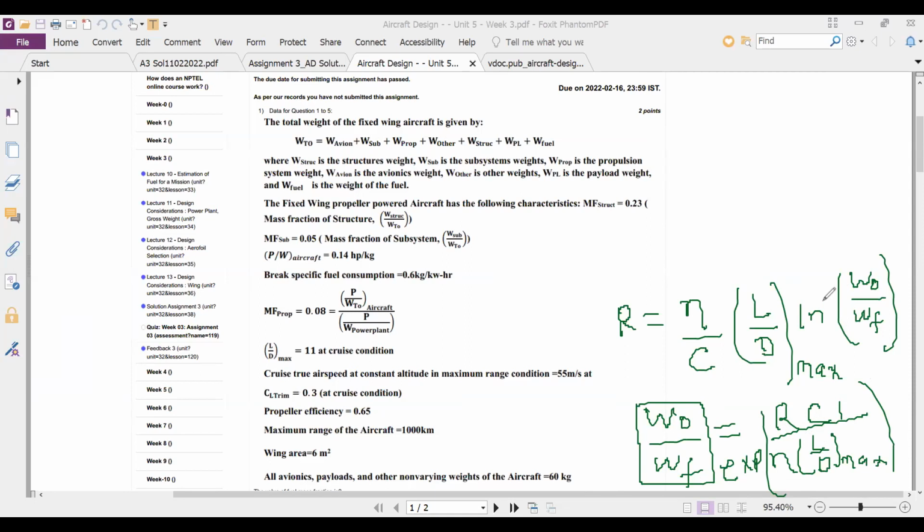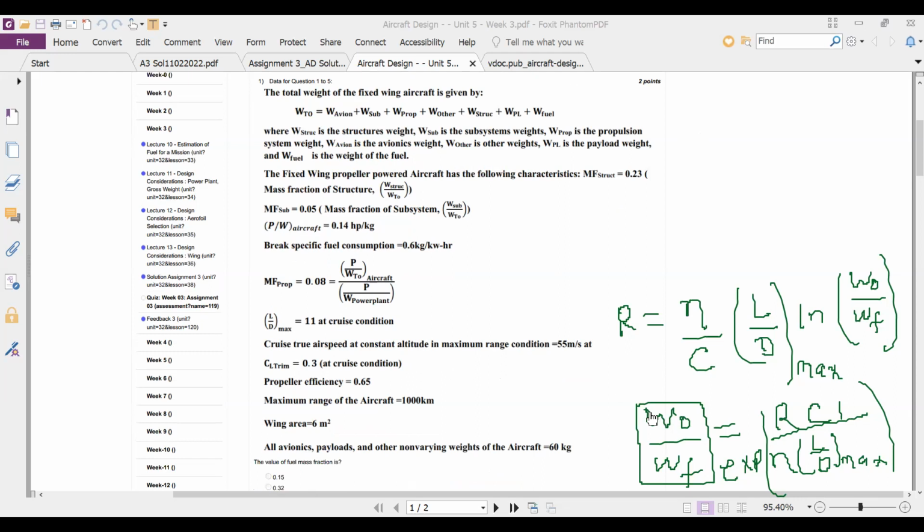No, sir, this is the fuel fraction, sir. And what have we asked in the question? We need to find the fuel fraction. Yes, we need the fuel fraction. So is it the fuel fraction? No, sir. 1 minus this quantity will be the fuel fraction. Exactly. So the answer for fuel fraction is 1 minus W naught over WF.